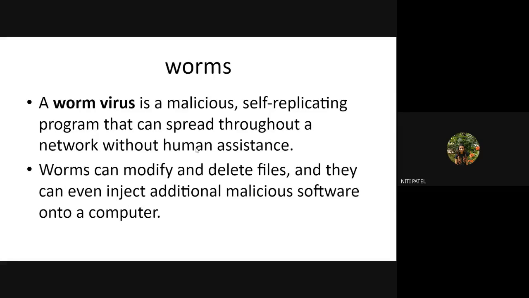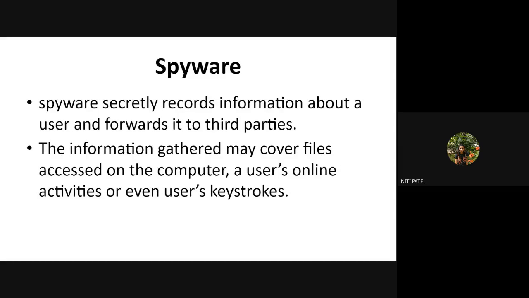Then we had seen what is a worm. It is a self-replicating program which does not require any human intervention or assistance. Without the effort of a human, it can easily spread inside the computer system. Then we had seen what is spyware. It keeps on recording all the information which a user enters, and all this information is later captured and used in order to attack the system or make the user a victim.